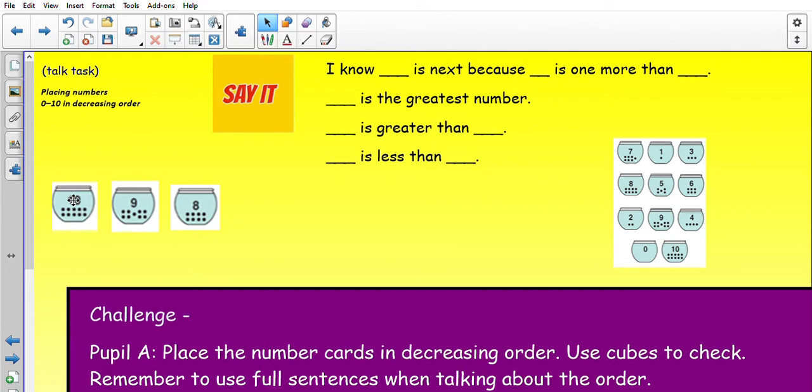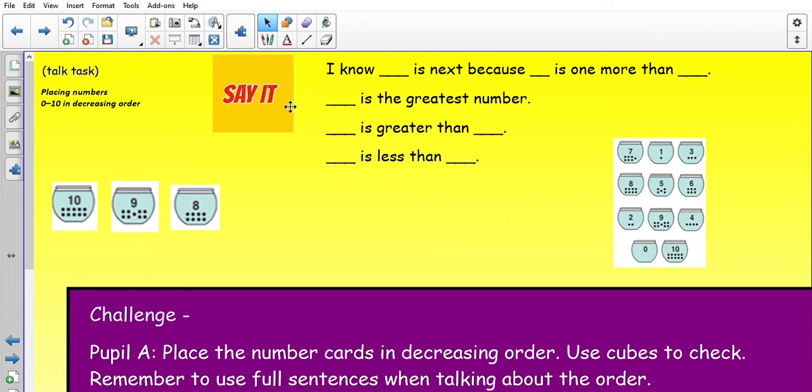So what was the next number? If it's decreasing by 1, getting 1 smaller each time, it's 9. Well done. And if it was going to get smaller by 1 again, it would be 8. Well done. Now when you get your fish bowls, you can carry on and make them all the way along until you get to 0, which will be the last one. And when you've got them in order, you can practice saying our stem sentences.